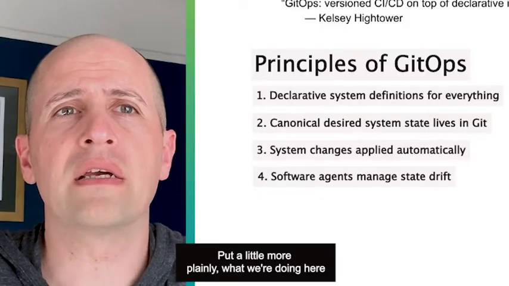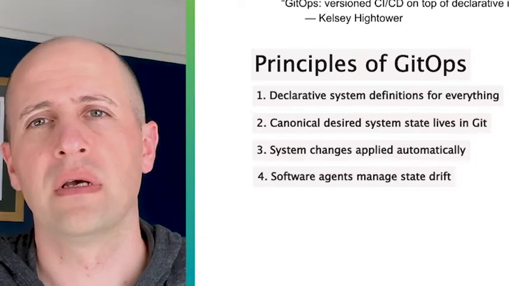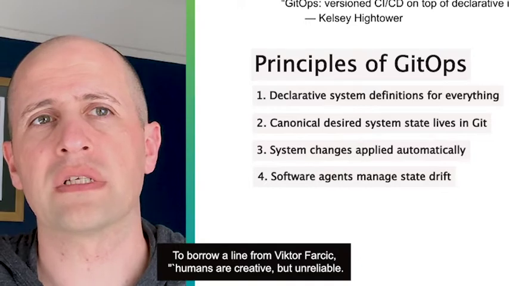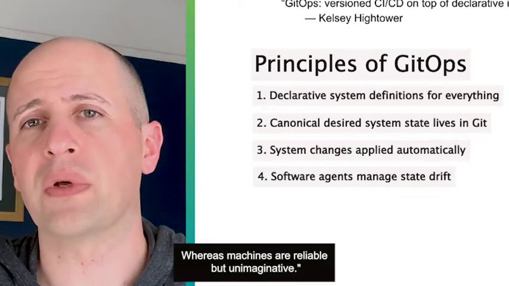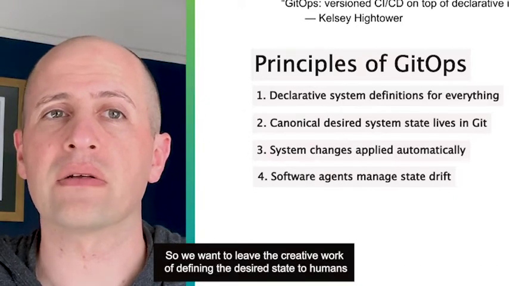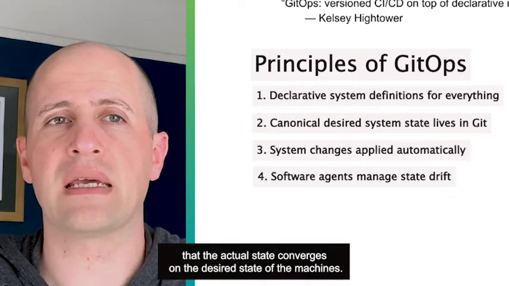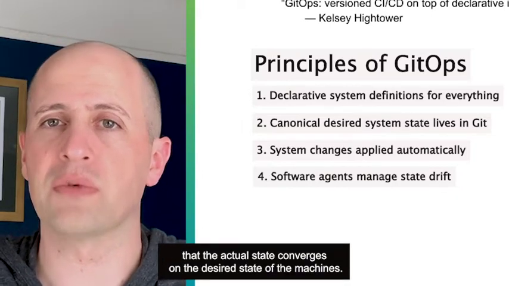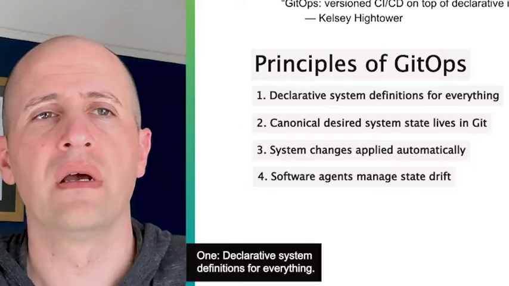Put a little more plainly, what we're doing here is creating a division of labor between humans and machines. To borrow a line from Victor Farcic, humans are creative but unreliable, whereas machines are reliable but unimaginative. So we want to leave the creative work of defining the desired state to humans and the repetitive work of ensuring that the actual state converges on the desired state to machines. To achieve this, we can follow four simple principles.